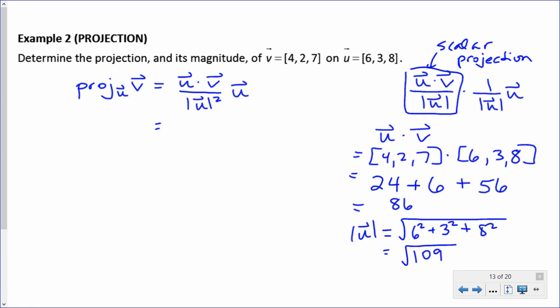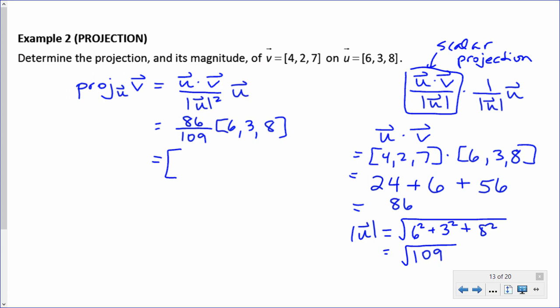So I go back over here. Can I go into numerical mode over here? The numerator becomes 86. The denominator is magnitude of u squared, so it's just going to be 109. And then vector u is 6, 3, 8. Then we're just going to distribute that lovely fraction to all three parts, and we're good.